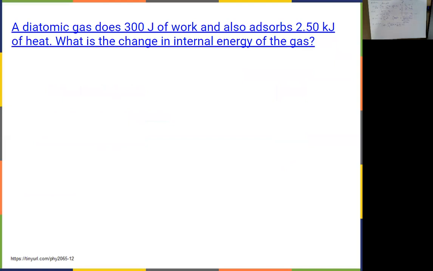All right, we'll take a look at a simple example here. A diatomic gas system does 300 joules of work and absorbs 2.5 kilojoules of heat. What's the change in internal energy here? I think this is a pretty simple one. We can take a look at it together.